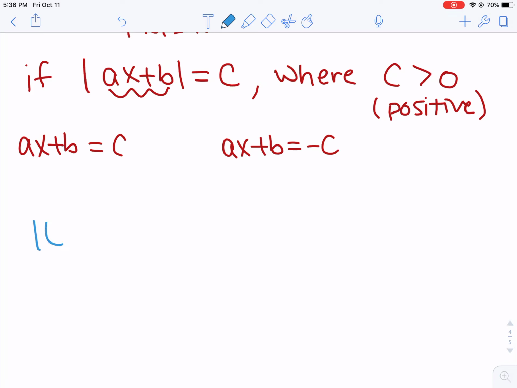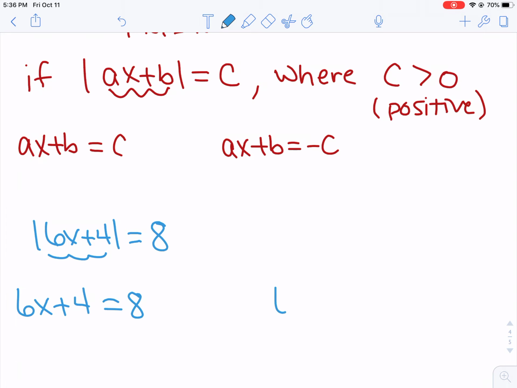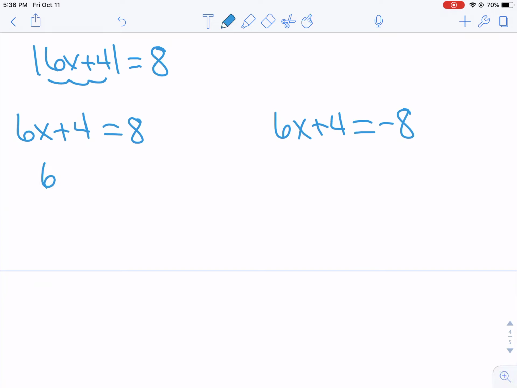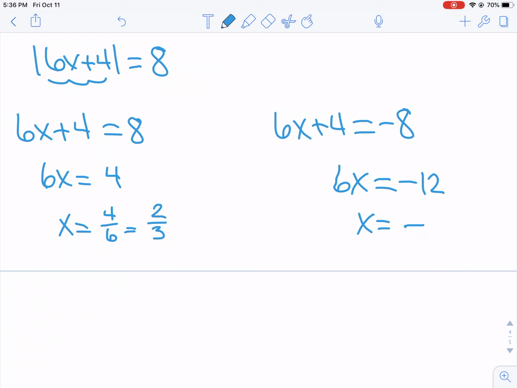So we did the absolute value of 6x plus 4 equals 8. To solve this, you take the 6x plus 4 and set it equal to positive 8, and you take 6x plus 4 and set it equal to negative 8. So on this side, you subtract 4, you get 6x equals 4. Divide by 6, and you get 4 over 6, which is 2/3. On this side, you subtract 4 from both sides, and that gives you negative 12. You divide by 6, and you get negative 2. And those are your two answers.